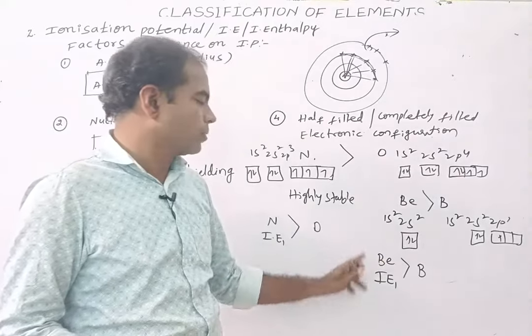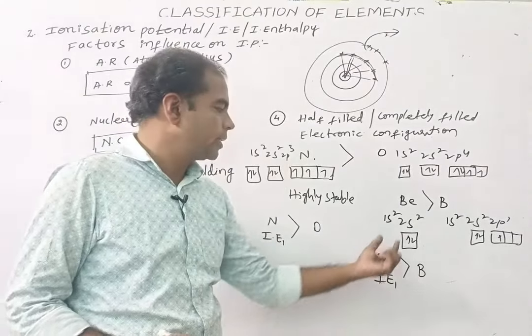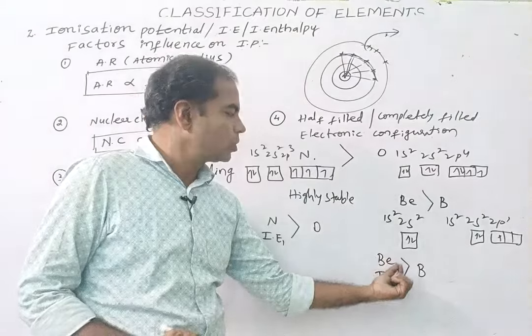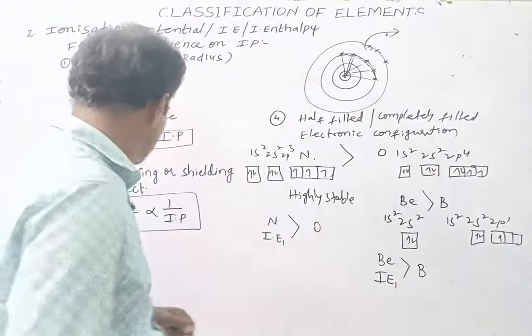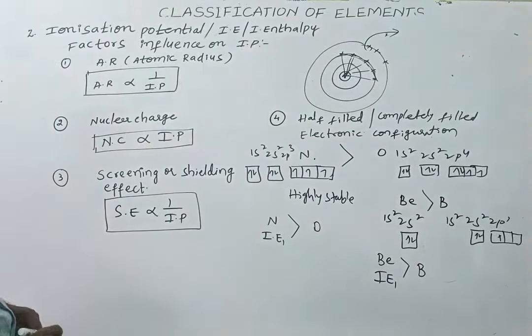IE1 of beryllium is more because of completely filled electrons, and s orbitals are closer to the nucleus, more penetrated towards the nucleus. Right?